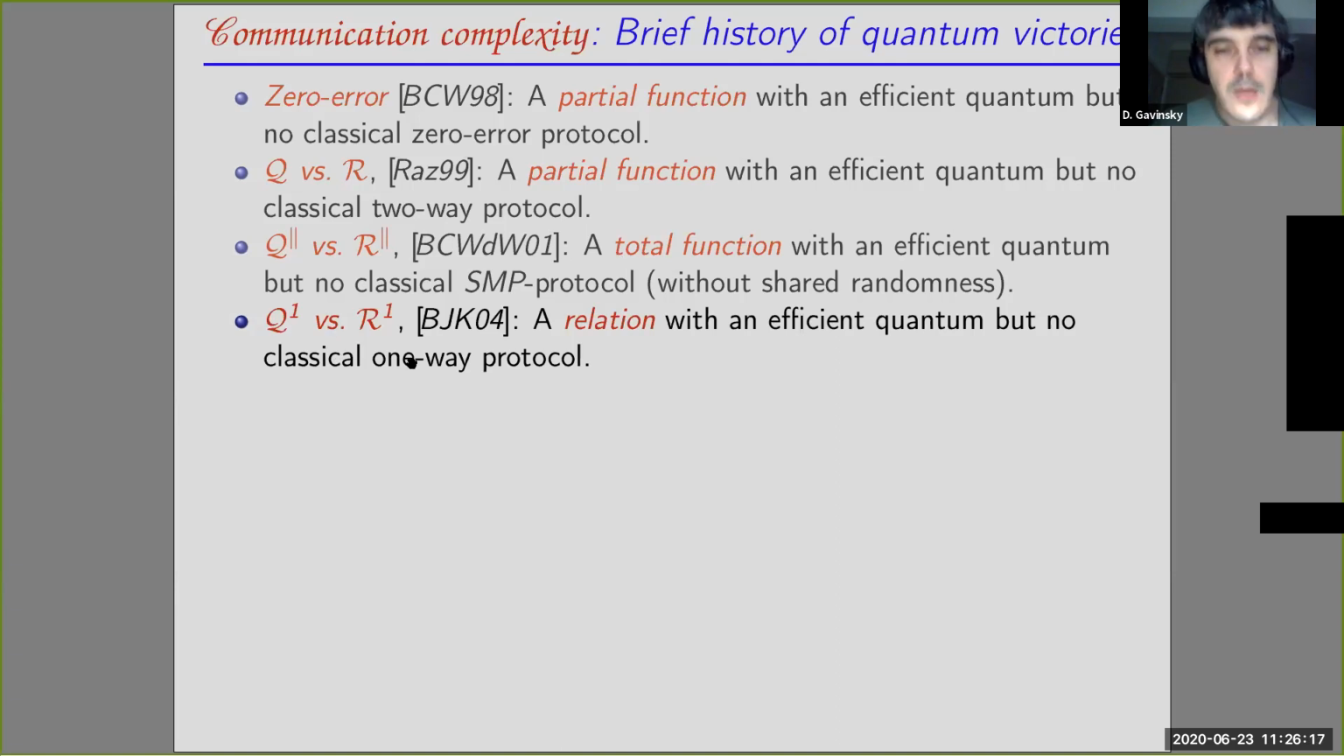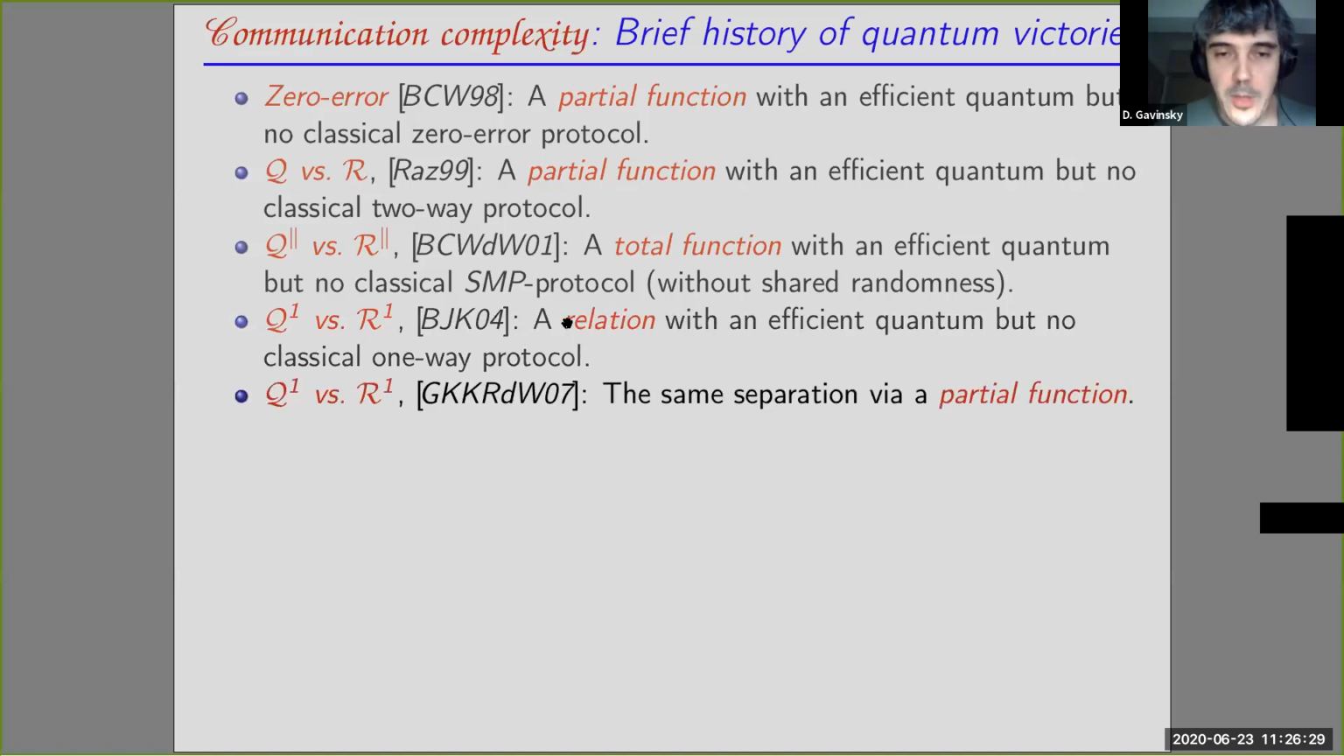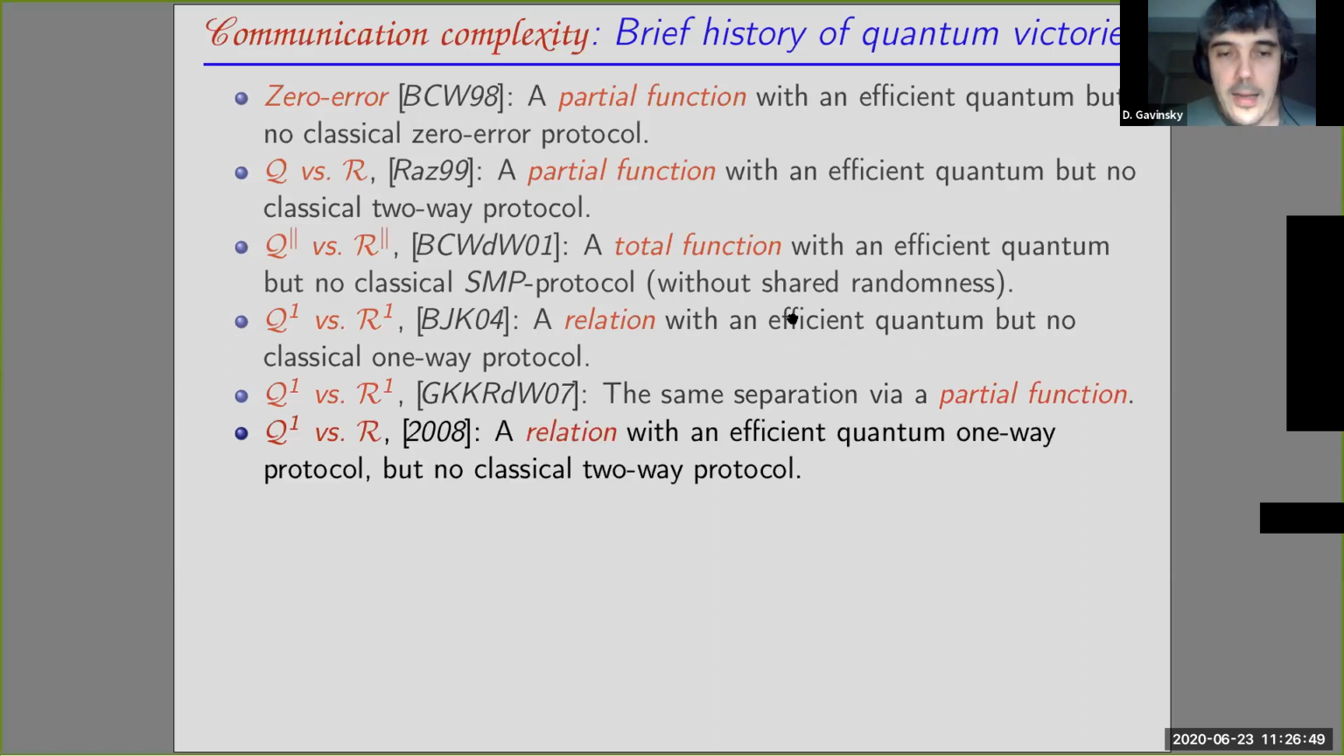So they separated, via a relation, quantum one-way from classical one-way communication. Again, it's the bounded error setting. And it was open whether the same separation could be done via a partial function, which was proved 3 years later in 2007, in joint work with Kempe, Kerenidis, Raz, and de Wolf. Exactly the same separation, but the object was a partial function. The next result in the list is from the year 2008. A relation was shown that had an efficient quantum one-way protocol, but no efficient classical two-way protocol.